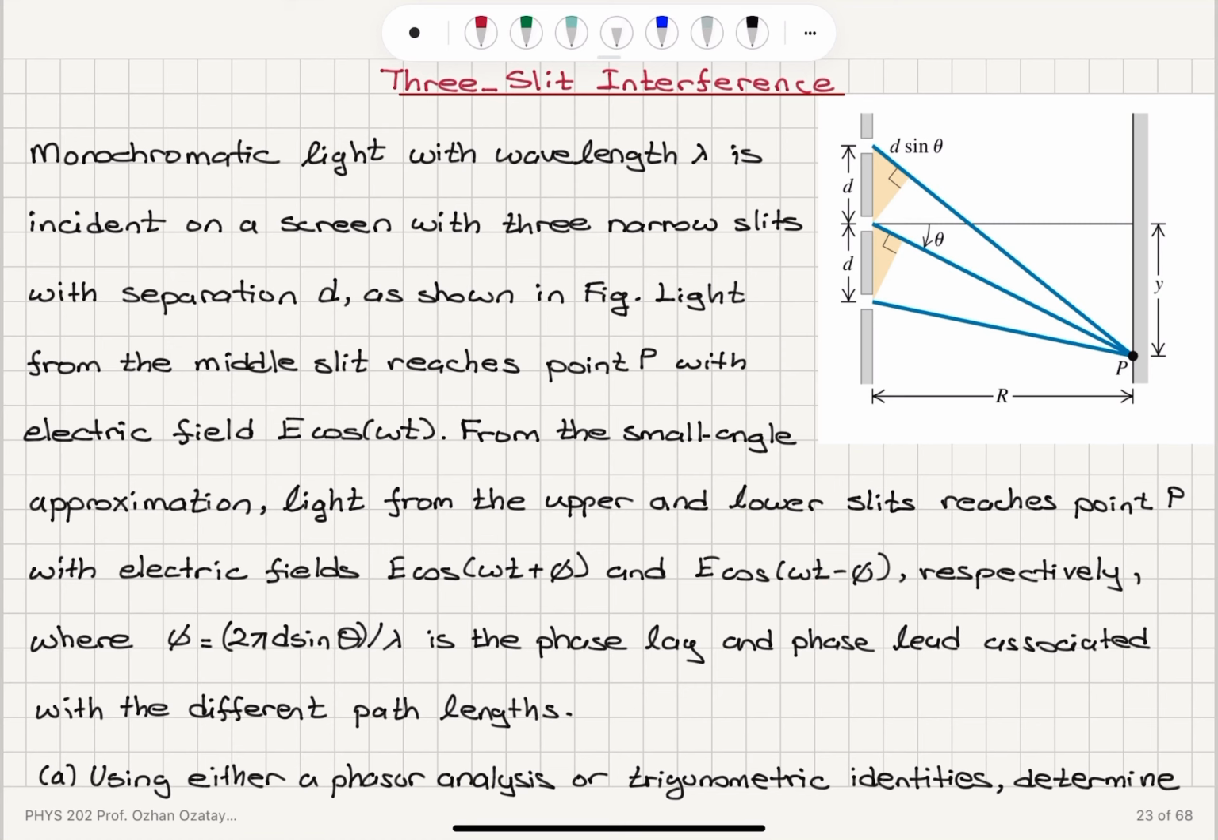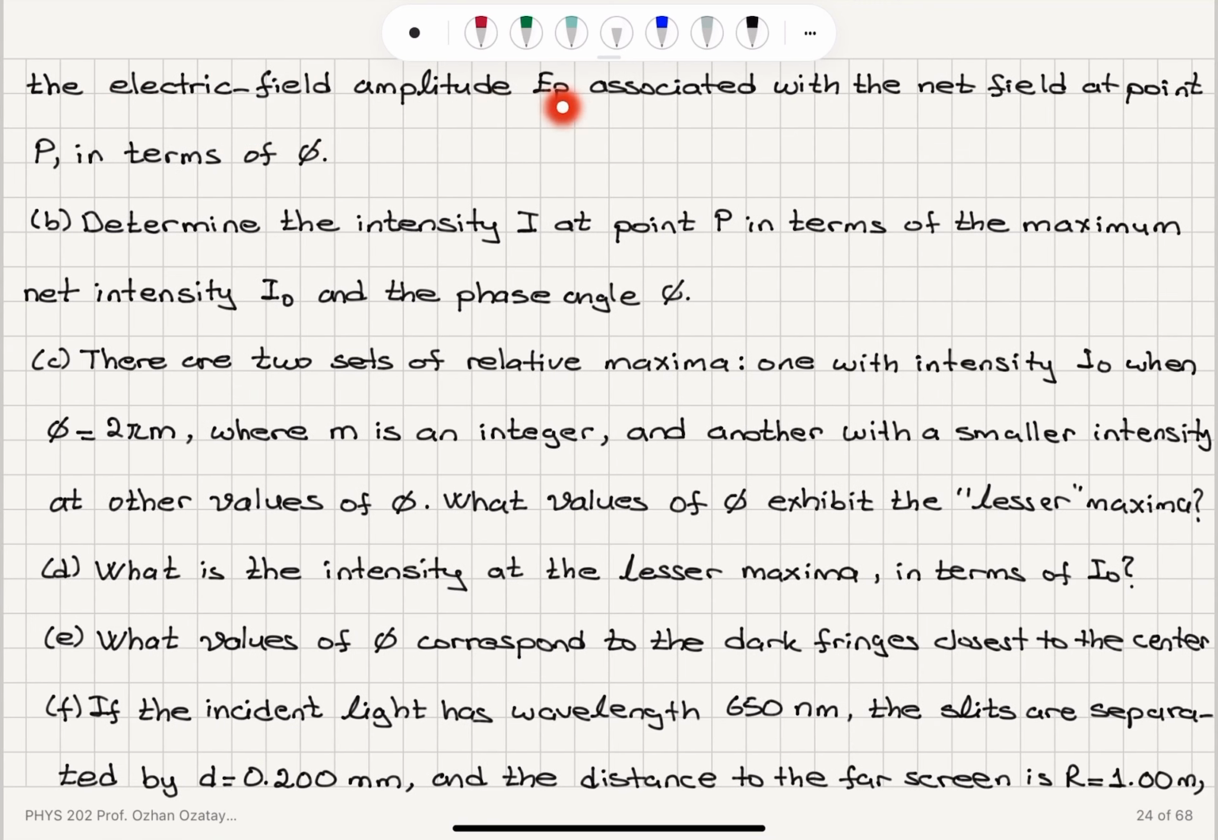So we have a symmetric situation here, where phi is 2 pi d sine theta over lambda, the phase lag and phase lead associated with different path lengths. Part A. Using either a phasor analysis or trigonometric identities, determine the electric field amplitude E sub p associated with the net field at point P in terms of phi. Part B. Determine the intensity I at point P in terms of the maximum net intensity I0 and the phase angle phi.